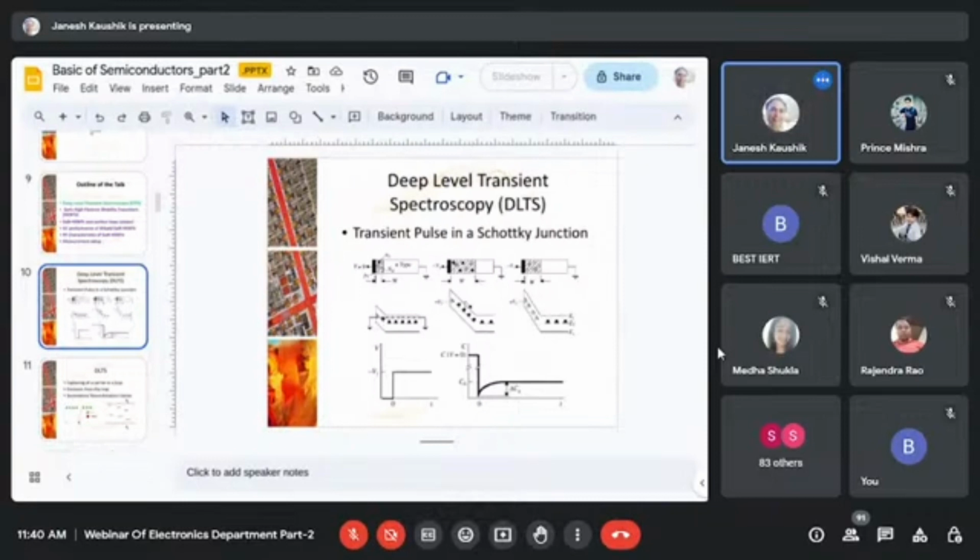We apply a pulse. You see the voltage versus time diagram. We apply a reverse bias pulse at t equal to 0, and you see the change in the capacitance. It reduces, goes to a minimum at t equal to 0, then again recovers. We measure this delta C, we measure this time, and that gives the complete information about those traps. And this is the fundamental basis of the working of DLTS.